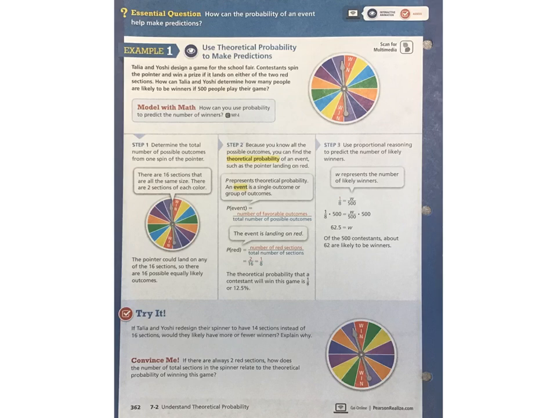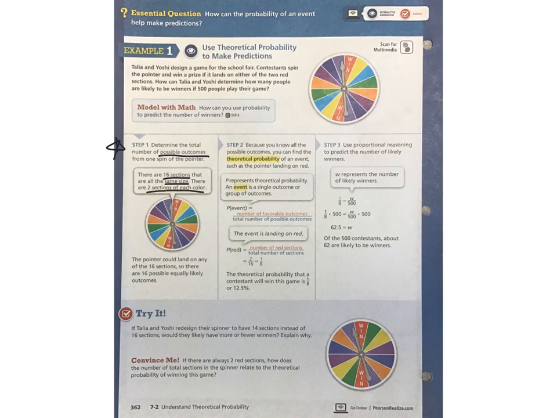So let's take a look at the spinner and determine first how many sections are on the spinner and how many sections are winning sections. So step 1 says, determine the total number of possible outcomes. In this case, there are 16 sections and they are all the same size. So that means each section is equally likely to occur when you spin the spinner.